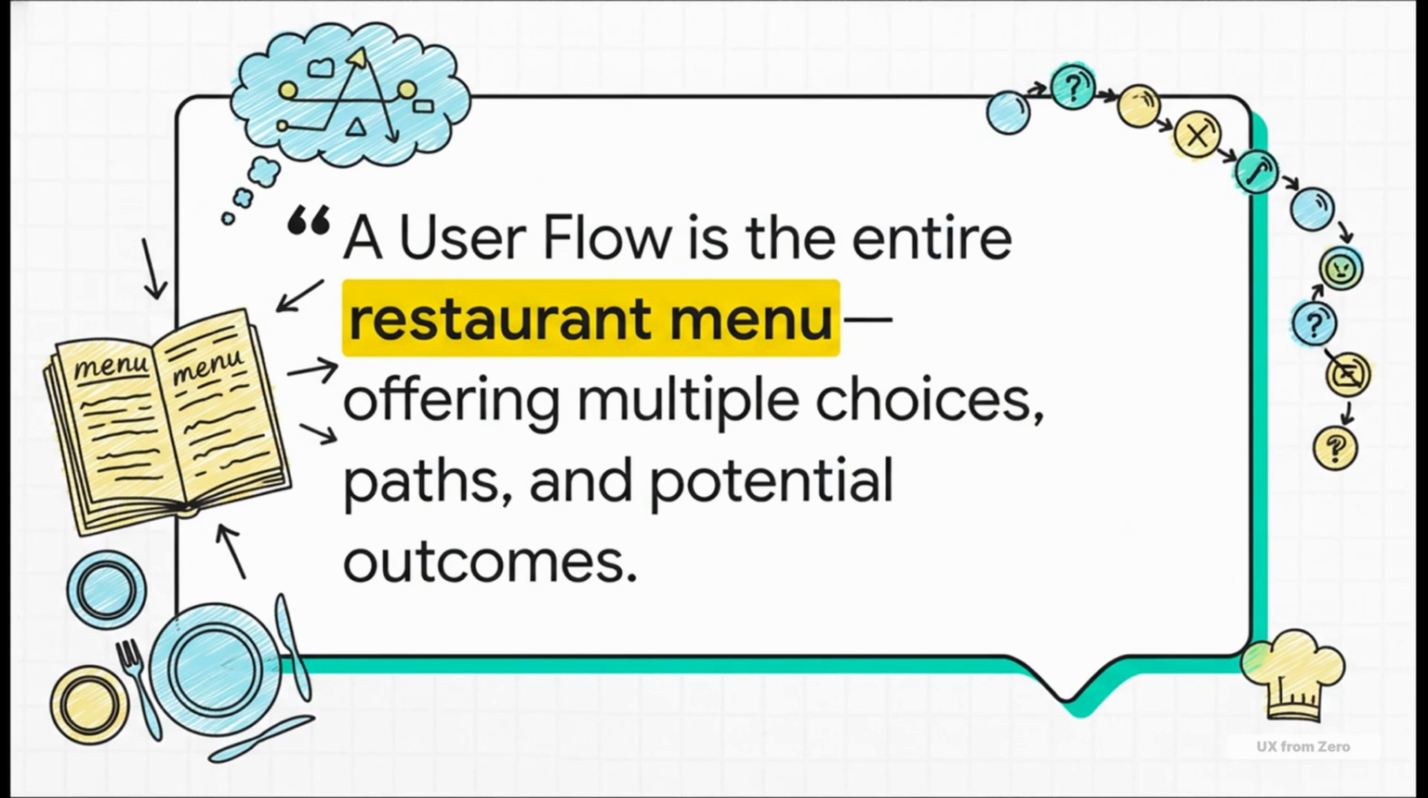So let's go back to our analogy. If the task flow is that simple, single recipe for a cake, the user flow, that's the entire restaurant menu. It shows you all the appetizers, main courses, and desserts. It lets you make choices, combine things, and it even accounts for potential problems, like maybe they're out of your favorite dish tonight. It's the whole experience.